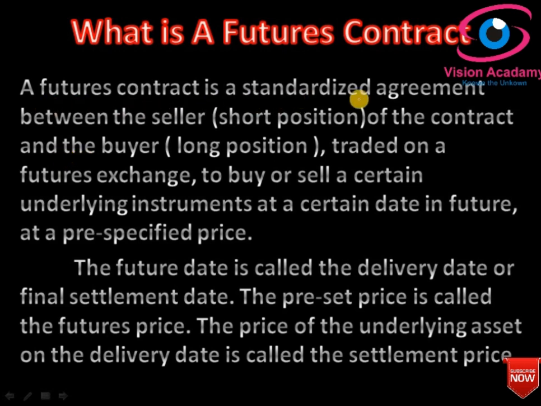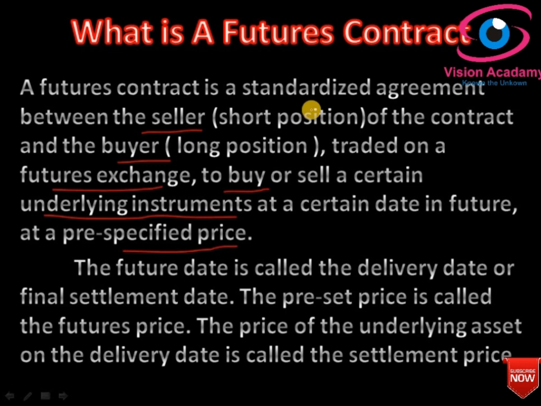A futures contract is a standardized agreement. It is a legally binding agreement between the seller and the buyer, which usually takes place on the futures exchange. The purpose of that agreement is to buy or sell a certain underlying instrument, a certain underlying asset, at a certain future date at a pre-specified price. To differentiate between forward and futures contracts, a forward contract is not traded on a standardized exchange.